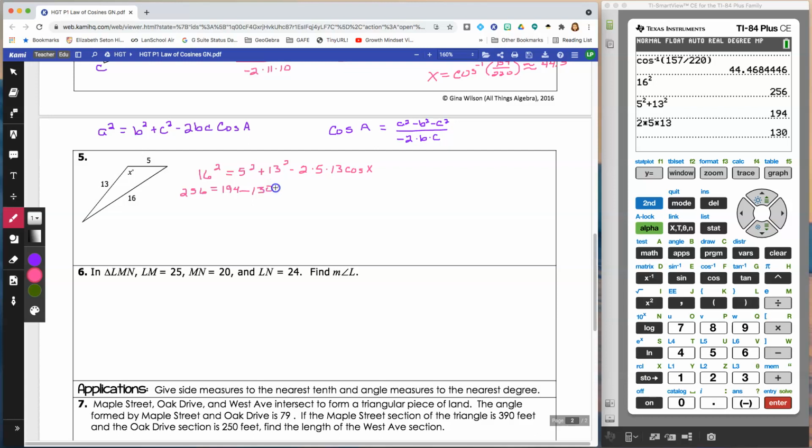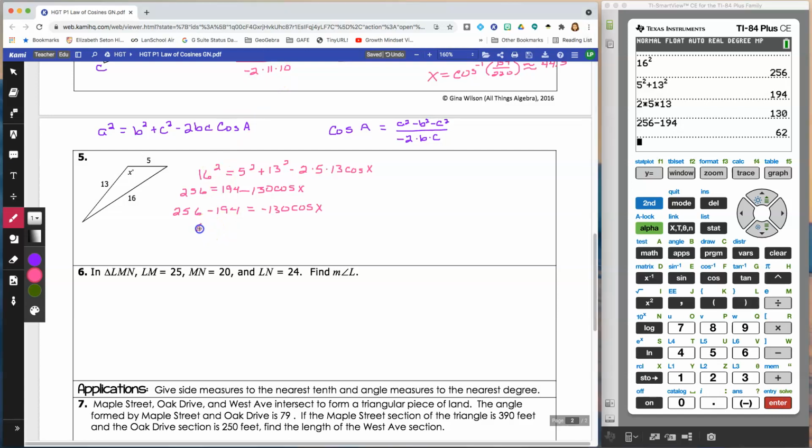That's a really long negative. And then times the cosine of x. Now, careful. This is not 195 minus 130. I cannot simplify that way, so please don't be tempted to do that. Now I have 256 minus 194 is equal to negative 130 times the cosine of x. So I want to simplify that. Again, what do students do? They like to simplify all the way. That's okay. There's nothing wrong with that.